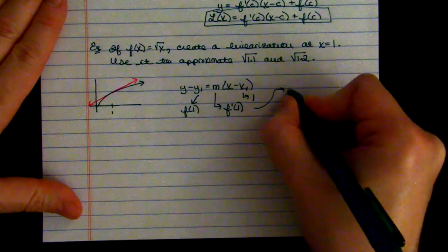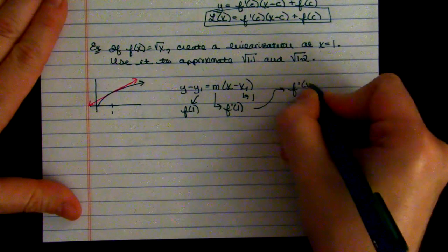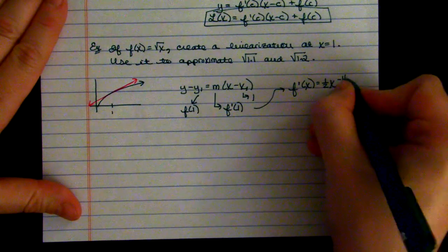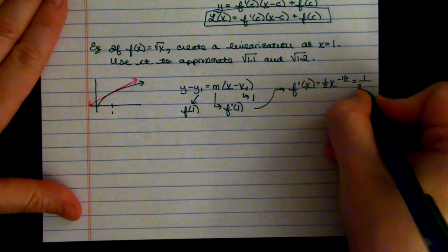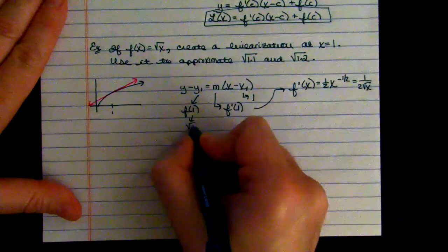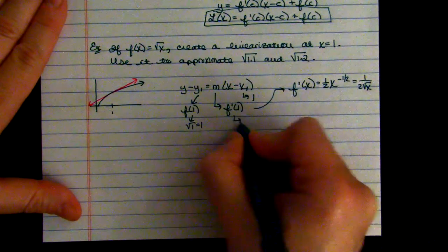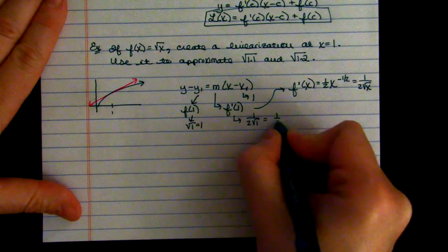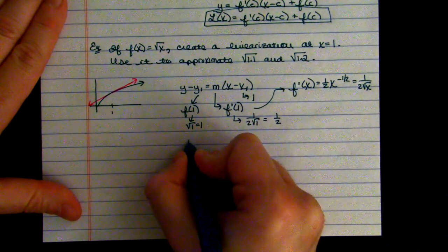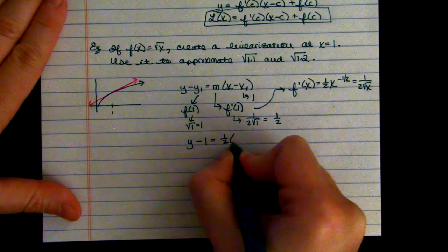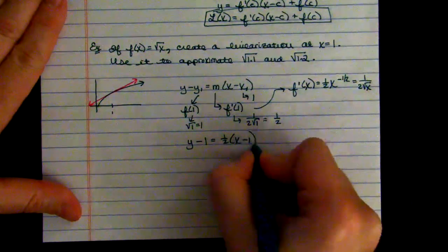Before I do this, I do need my derivative. F prime of x is going to equal 1/2 x to the negative 1/2, or 1 over 2 root x. F of 1 is the square root of 1, that's 1. F prime of 1, 1 over 2 root 1, 1/2. My tangent line is looking like y minus 1 equals 1/2 times x minus 1.